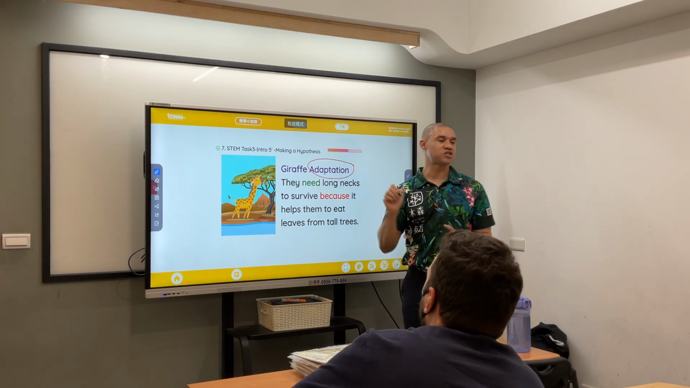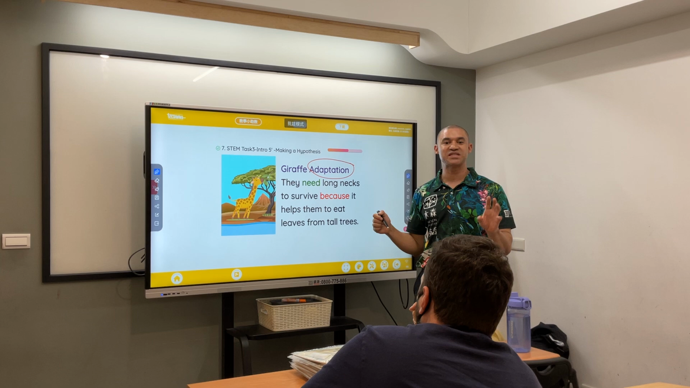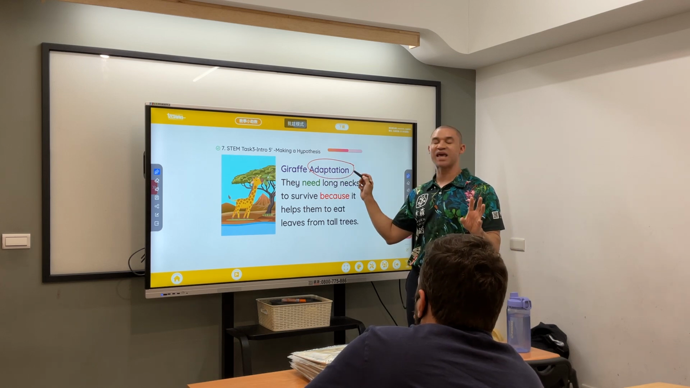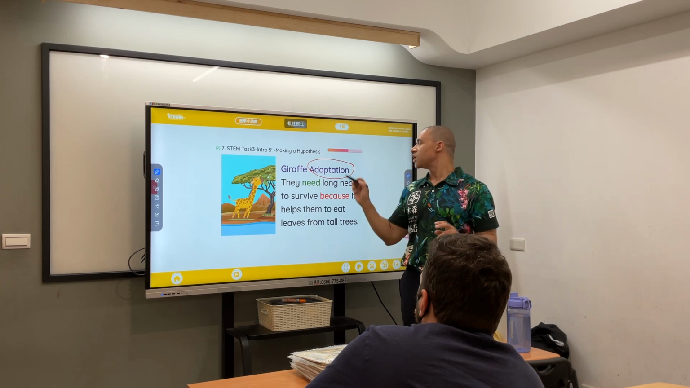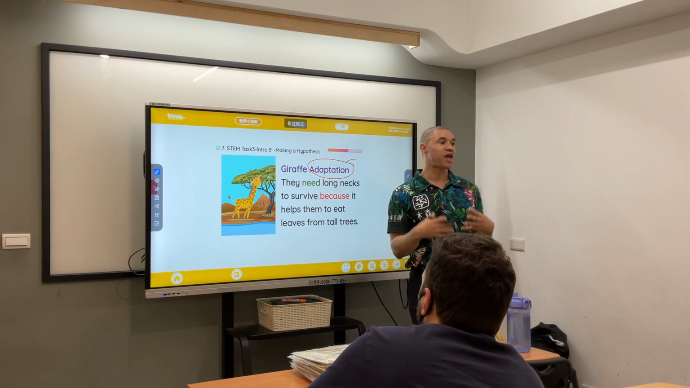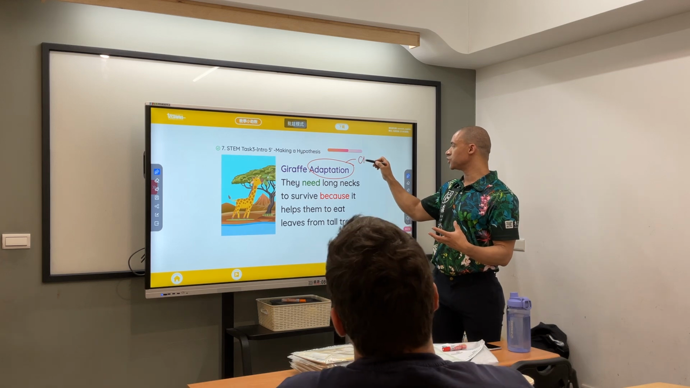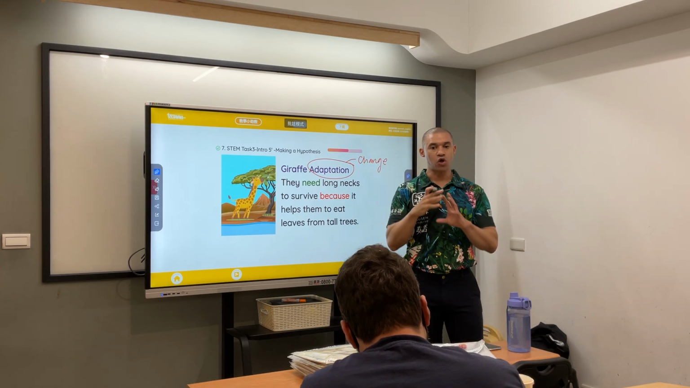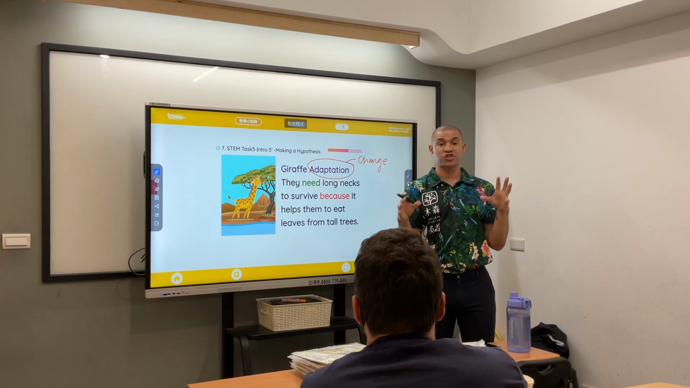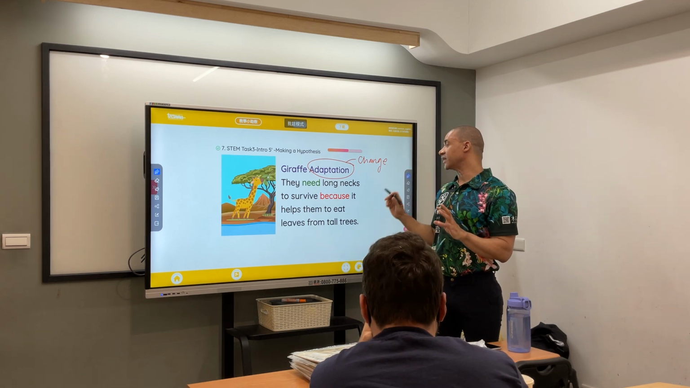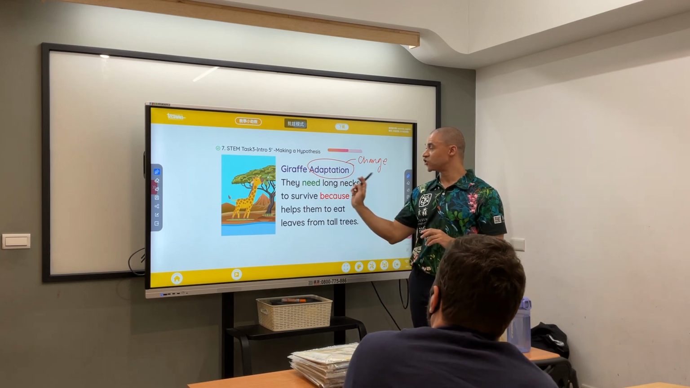Okay, there's this word. Can we say it together? Adaptation. Adaptation. One more time, adaptation. So this fancy word means that animals change according to where they live. Not just giraffes, all animals change the way they behave, they change the way they look, depending on where they live. So here it says giraffe adaptations.